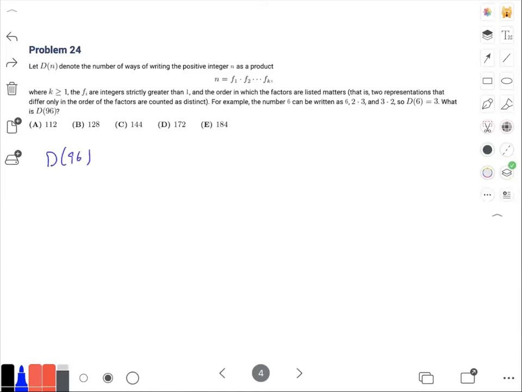So D_96. Maybe the first thing we can do is prime factorize. 96 is 32 times 3, which is 2 to the 5th times 3. So what I'll do is write it as a product of repeated prime factors. So we have five 2's and one 3. Evidently, k must be less than or equal to 6. If k were bigger than 6, that would force an f_i to be 1, which we cannot have according to the problem statement, since it must be strictly greater than 1. So with this equipped, let's proceed with casework.